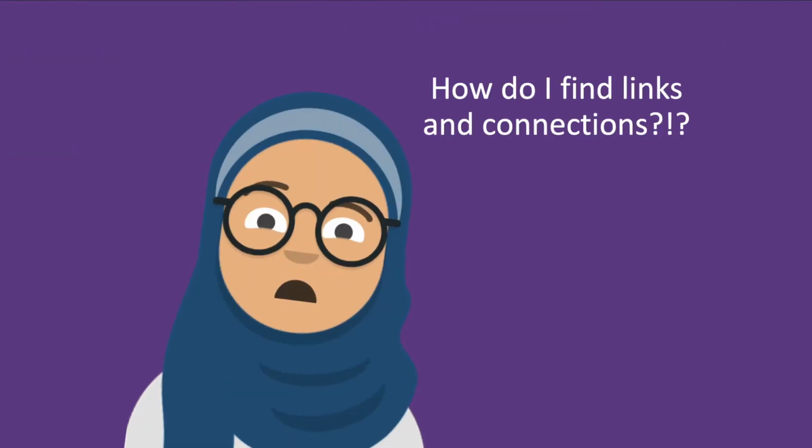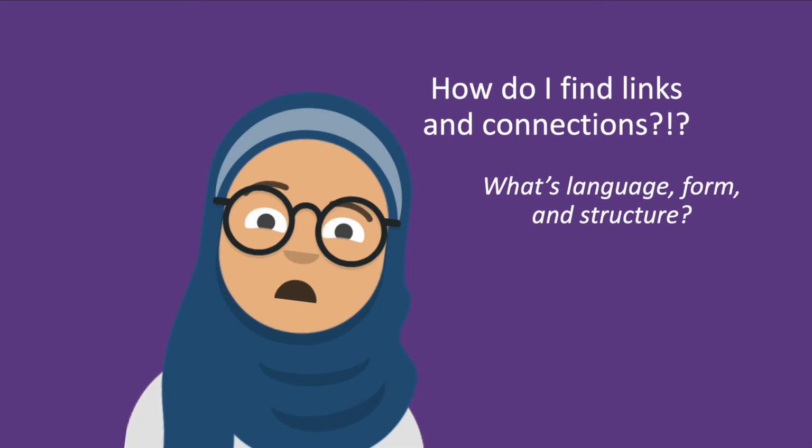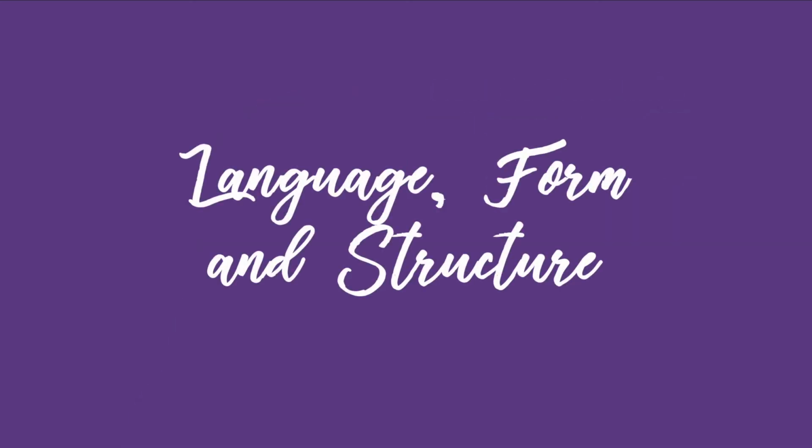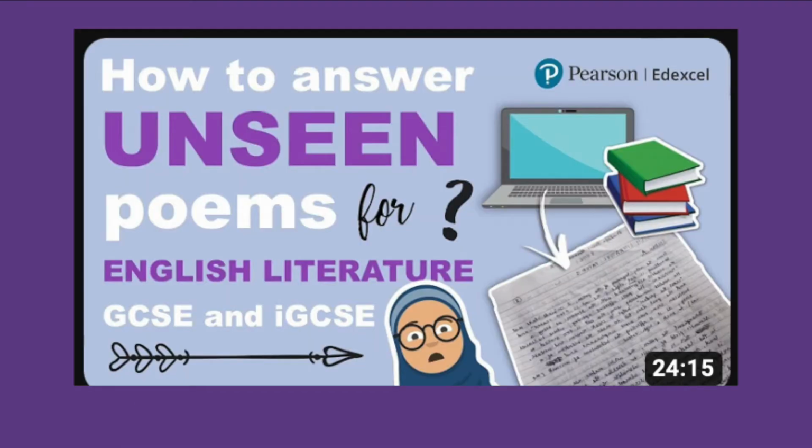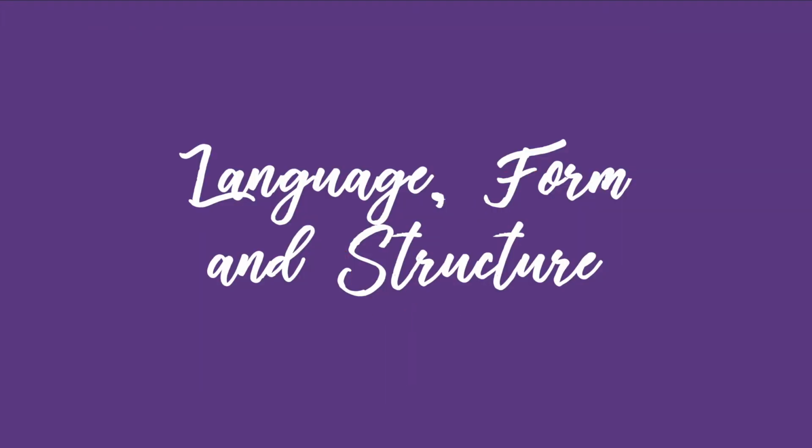Now, you might be wondering, how do I find these links and connections? And what even are language, form, and structure? What does it mean? Well, don't worry, I have it all sorted out. First of all, for language, form, and structure, you need to watch my other video on unseen poems. I think I mentioned it before as well. It's linked down below. When you click on the link, it'll take you to the exact place in the video where I talk about language, form, and structure.